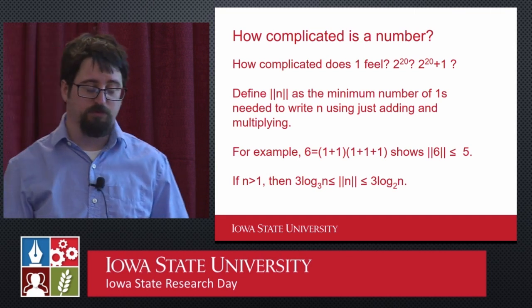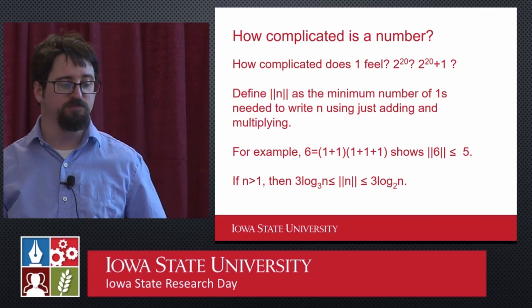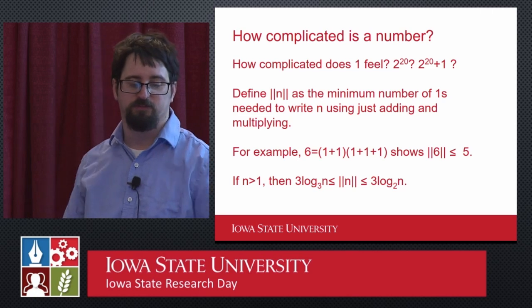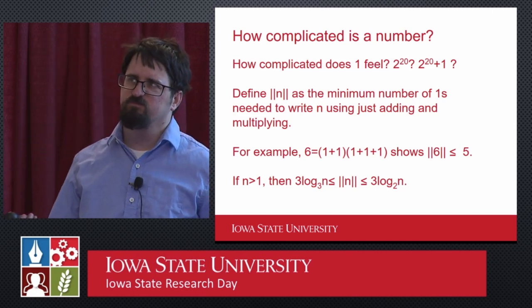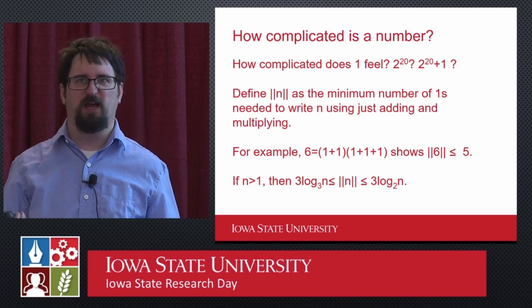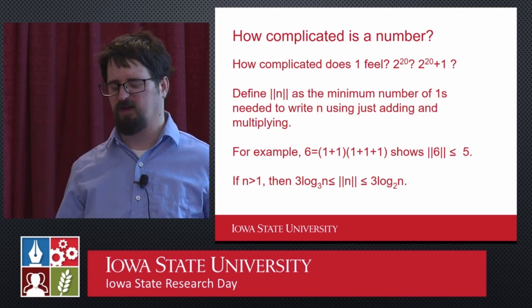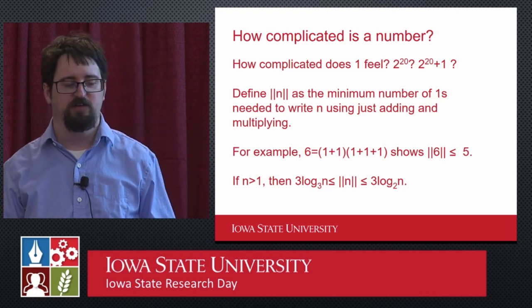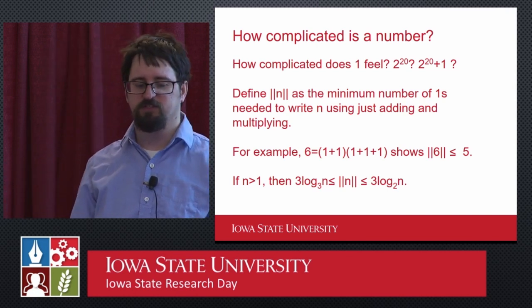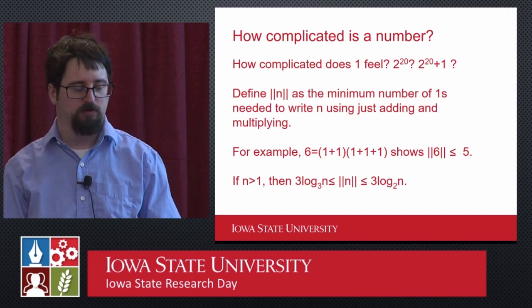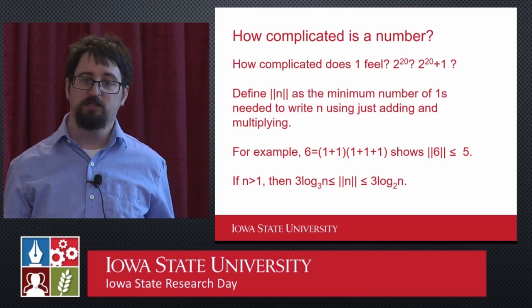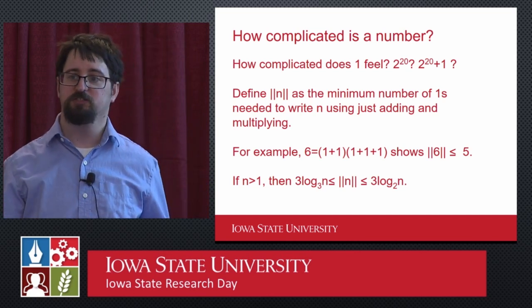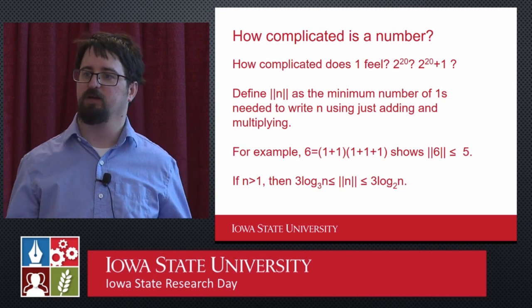This is a pretty simple problem. Some numbers feel more complicated than other numbers. 1 feels pretty simple. 2 to the 20th feels kind of complicated, but not that complicated. You've got an easy way of writing it down. 2 to the 20th plus 1 feels a little more complicated. But if I wrote down some number that looked completely random to you with like 100 digits, that would feel really complicated to you.